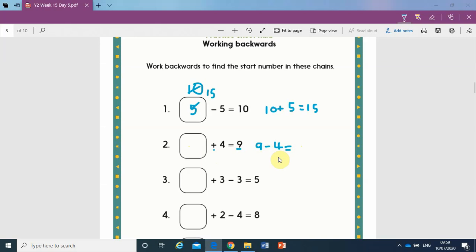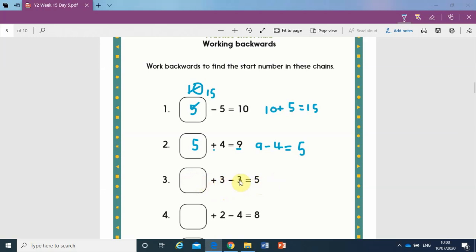9 take away 4, you could count back or you could count up. Think about our learning from earlier in the week. 4, 5, 6, 7, 8, 9. The answer is 5. So there it goes. 5 add 4 is 9. Here it looks complicated, but don't let it be complicated, because we've got a number we don't know. Add 3, take 3. Well, this links into our earlier one. If you're adding 3 and taking 3, then it doesn't really matter, because you're adding and taking away 3. So my answer is 5.